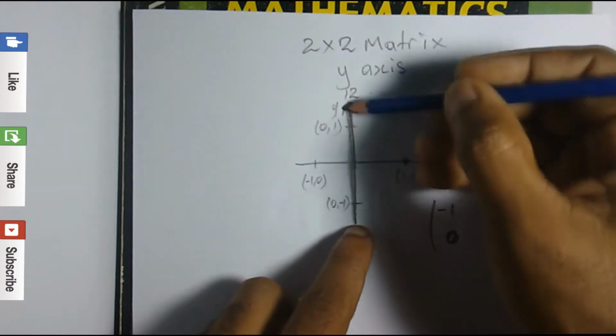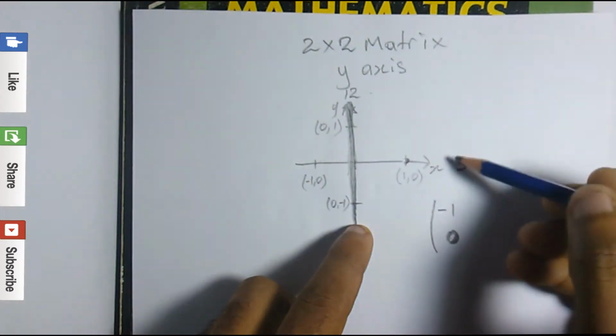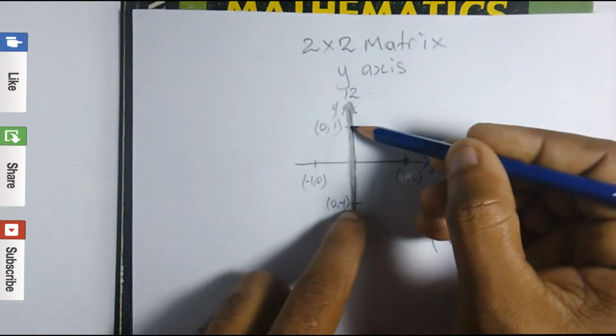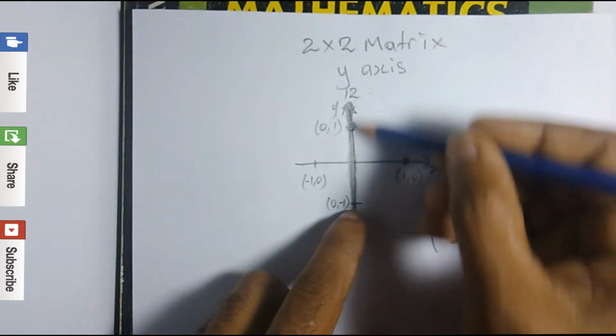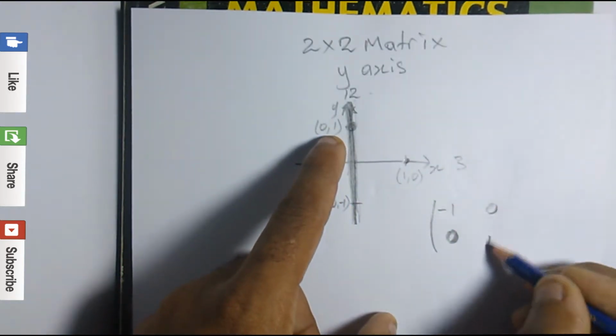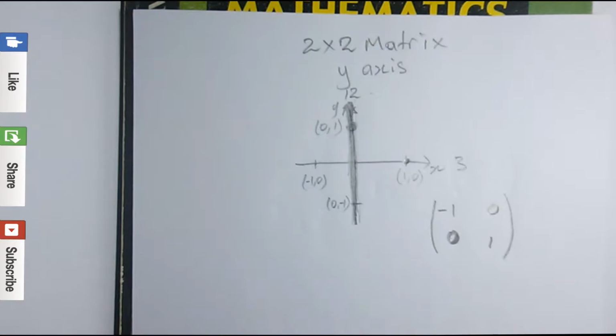Now, if we're reflecting on the y-axis, we move on from 3 to 12. This would be the invariant point right here. This value can't change because it's stuck on the mirror line. So the value would be (0, 1). So this would represent the matrix.